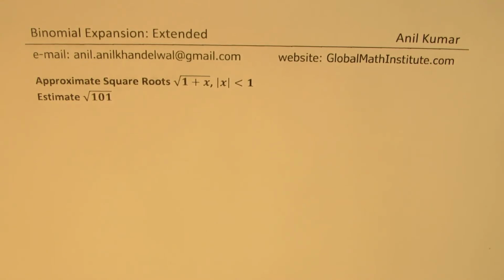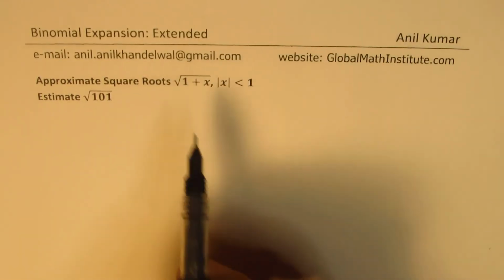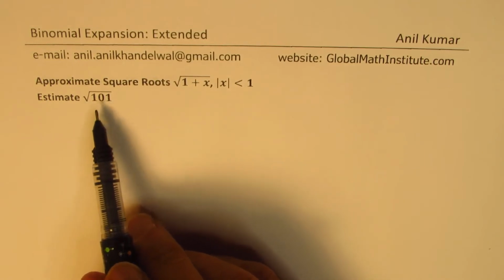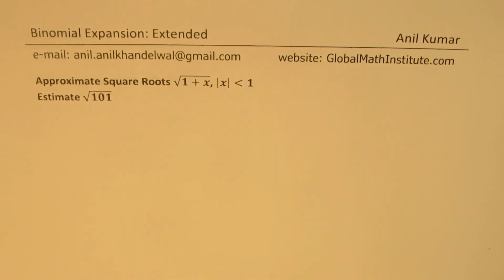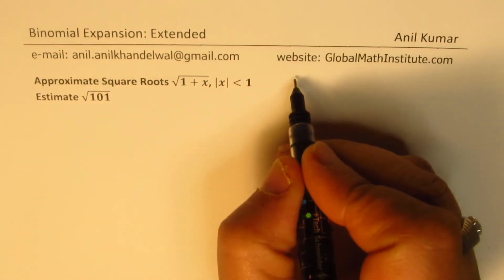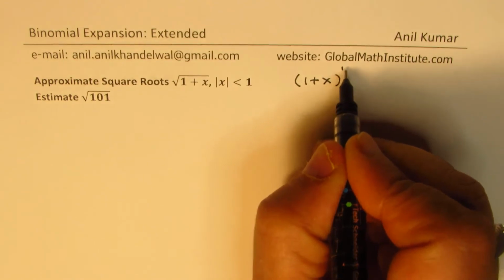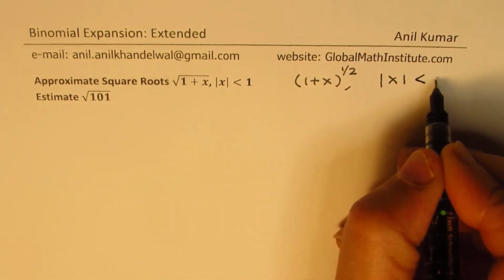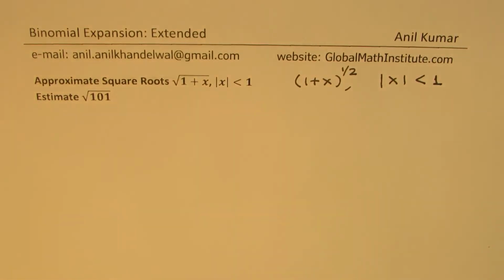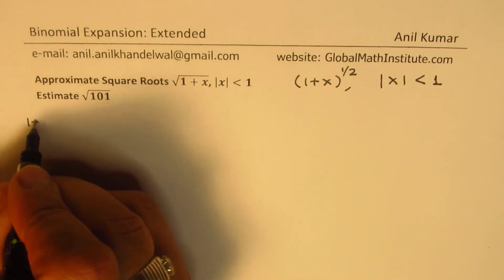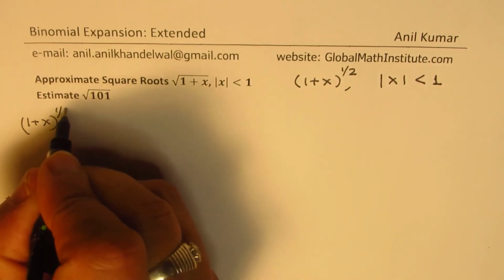So now we have the square root of 1 plus x, right? Now this is a very important series since we can actually estimate the value of square roots with the help of this particular series. We could also write this as 1 plus x to the power of half, right? And we are going to consider that the absolute value of x is less than 1, correct? So this series will be 1 plus x to the power of half.